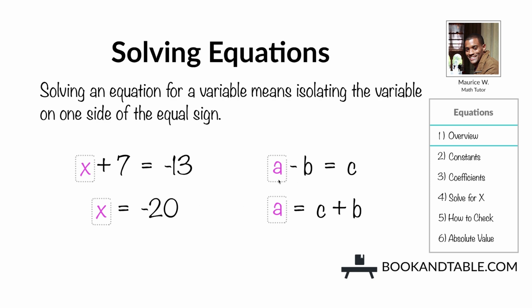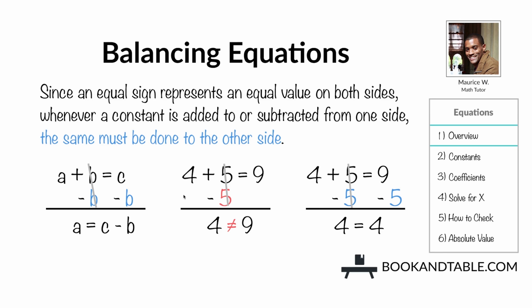This can also be done with variables. If you are given a minus b is equal to c, and you're being asked to solve for a, if you isolate a on one side of the equal sign, we see that it has a total value of c plus b.